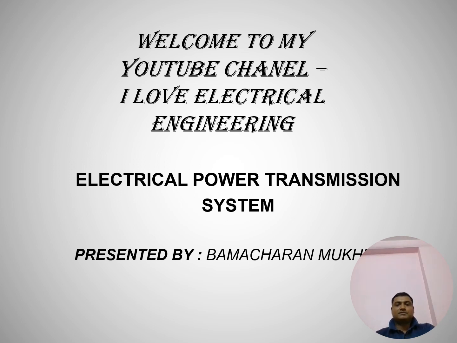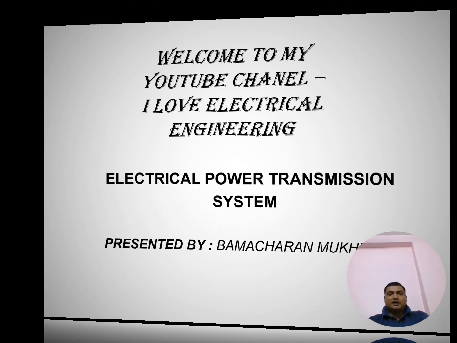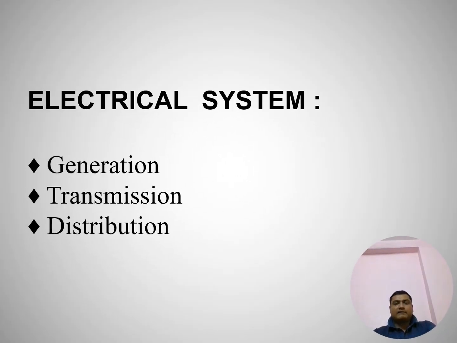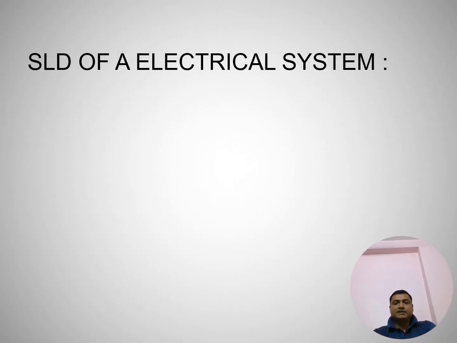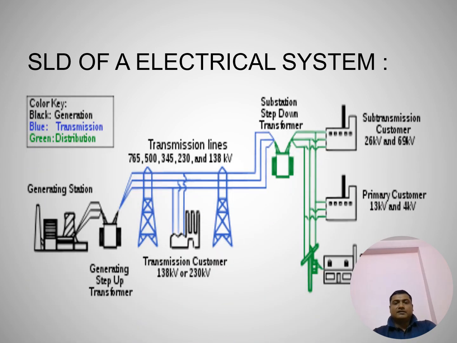Today I will discuss the electrical power transmission system. The electrical system is basically divided into three parts: first generation, second transmission, and third distribution. If you see the diagram, then it will be clear that this is the black portion. If you see the black portion, that is called the generation part.